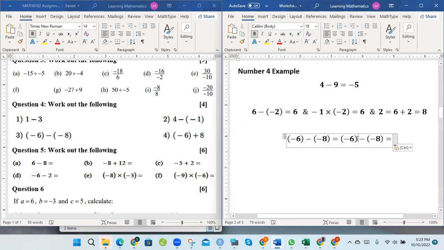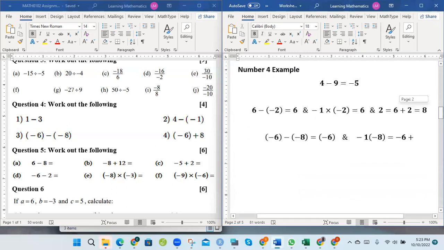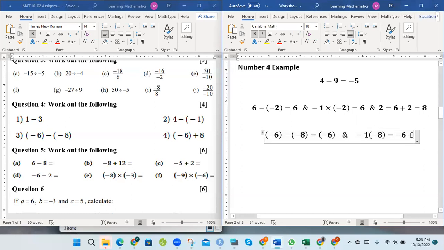Remember, this sign belongs to a number on its right. So it has to go with it. So that -6 is by itself. Now what is going on there? You have a -1 times a -8. We all know this is -6 by now. And we all know a negative times a negative is a positive. That's a +8. So that's a -6, and a +8.